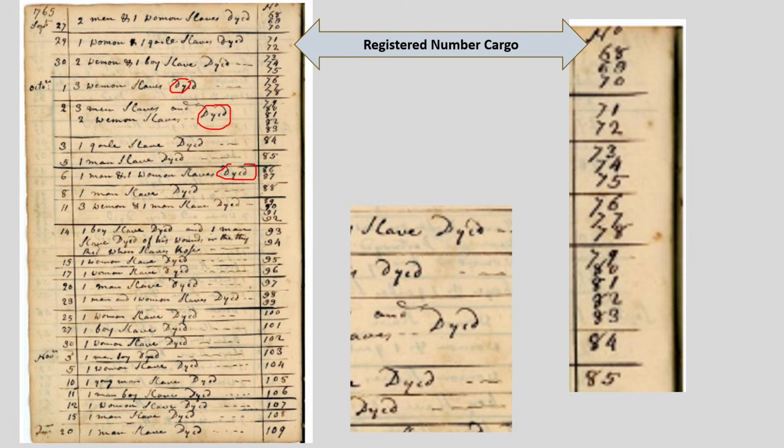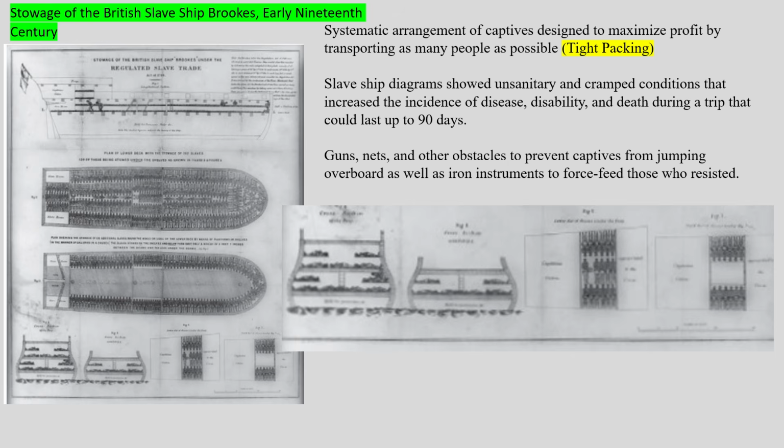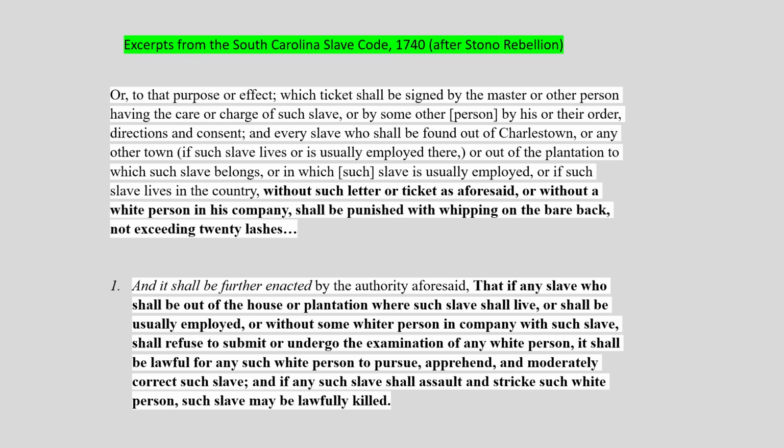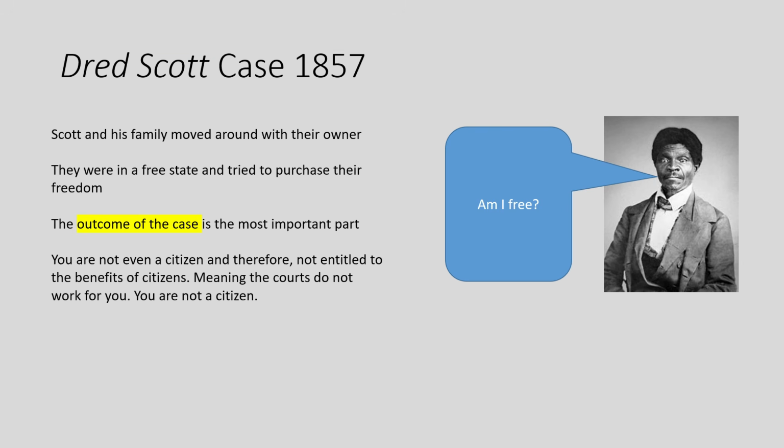That's a result possibly of that Middle Passage and some of the treatment. Again, that Middle Passage, those laws that were designed. For example, this one right here gets revised after the Stono Rebellion. It's unlawful for any such white person to pursue, apprehend, moderately correct such slave. So it's all about trying to keep the slave, through laws, in their position to maintain the institution of slavery.